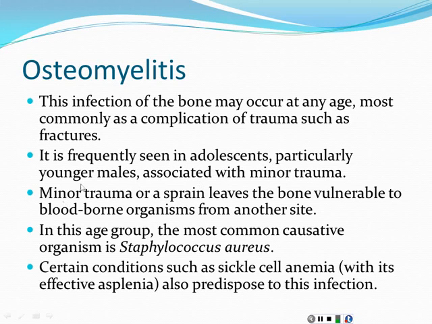So typically, a minor trauma or a sprain doesn't actually damage much, but it might open up that periosteum, the covering of the bone, just enough to leave it susceptible to blood-borne organisms getting in there.